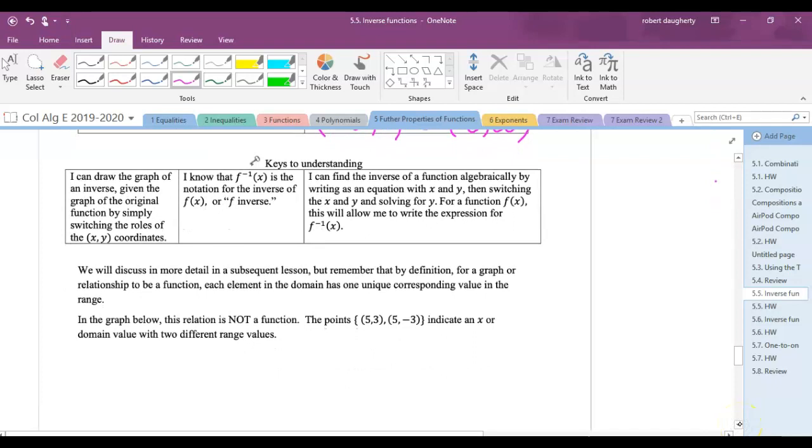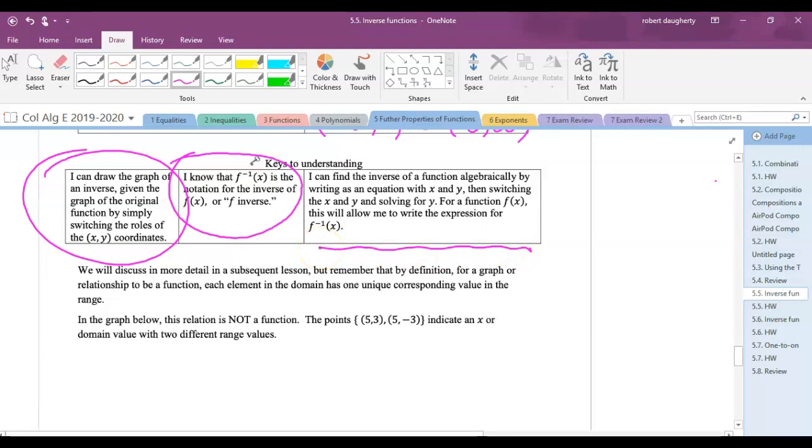So at this point, you should be able to draw the graph of an inverse. If I give you a graph, draw its inverse. You know that this notation, f superscript -1, just means f inverse. And then algebraically, what we just did: you write the function y equals some expression, change the role of x and y, and solve for y.